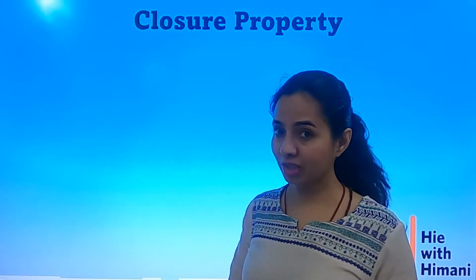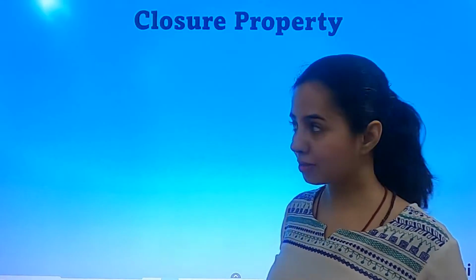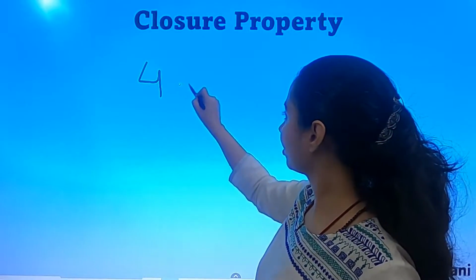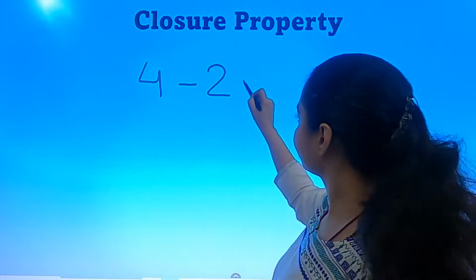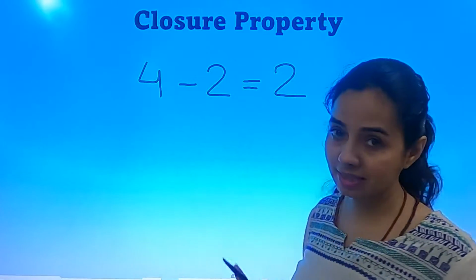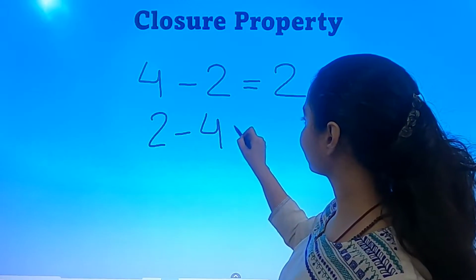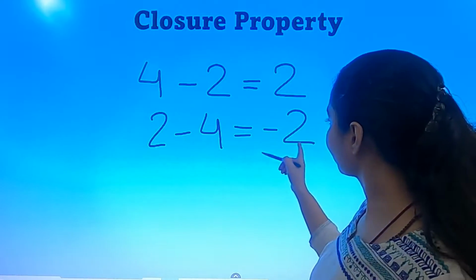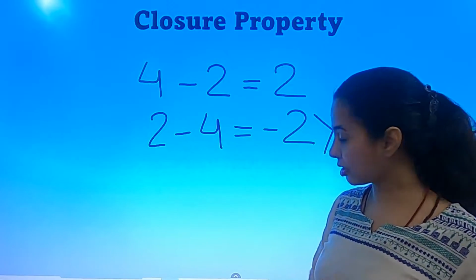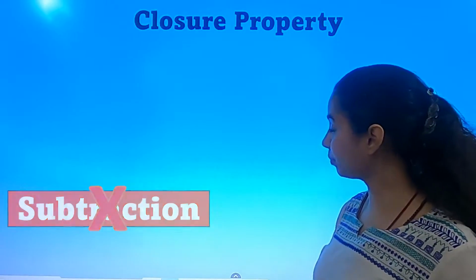Now, we need to check, is this closure property true for subtraction also? If 4 is a whole number, 2 is a whole number, then will the result be a whole number? Yes, in this case it definitely is. But now if we reverse it, 2 minus 4 is minus 2. Minus 2 is not a whole number. So the closure property does not stand true for subtraction. I hope this is clear.